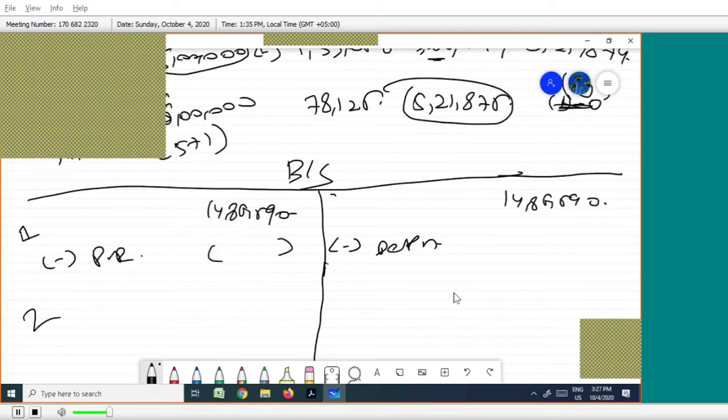How to identify? The life of the asset is not given, so the lease period is the life of the asset. Lease period is 4 years. Straight line method we have to simply apply, as the question is silent. So 1,485,590 divided by 4 is how much?